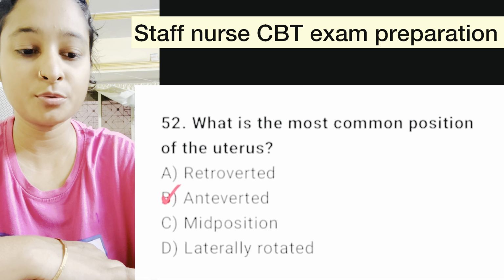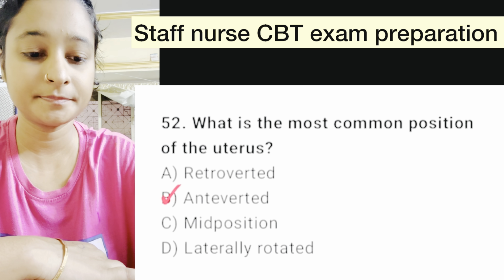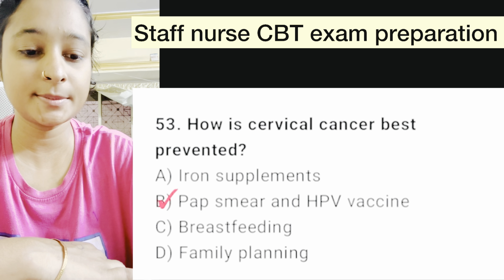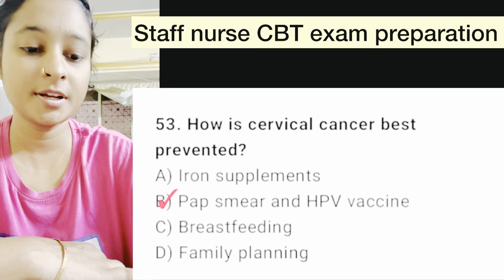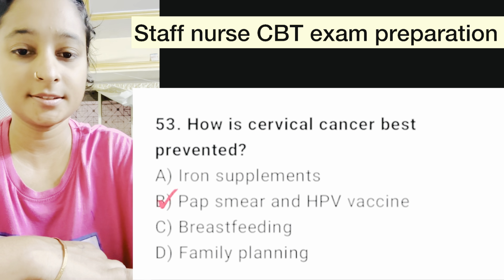Question number 52, what is the most common position of the uterus? Here, right option is option B, anteverted. Next question, how is cervical cancer best prevented? Here, right option is pap smear and HPV vaccine.